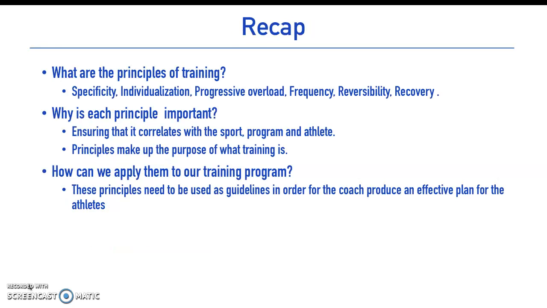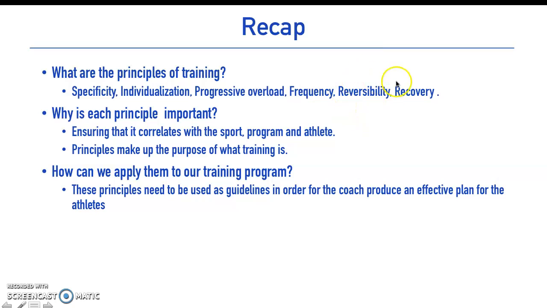So just a quick recap. Remember last week we spoke about the principles of training. We spoke about specificity: are the program and the exercises within the program specific to the sport? Individualization: is the program based on the individual athlete? Progressive overload: does your program get more difficult over time? Frequency: how often are we training? On a daily basis, on a monthly basis, weekly or yearly?